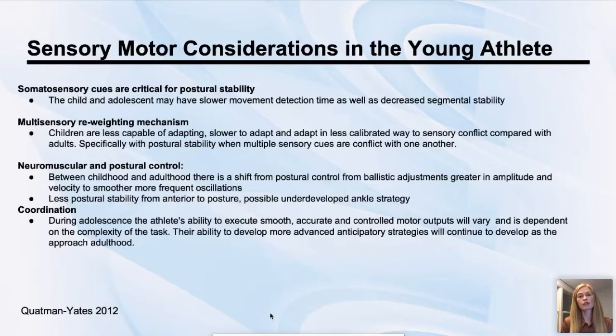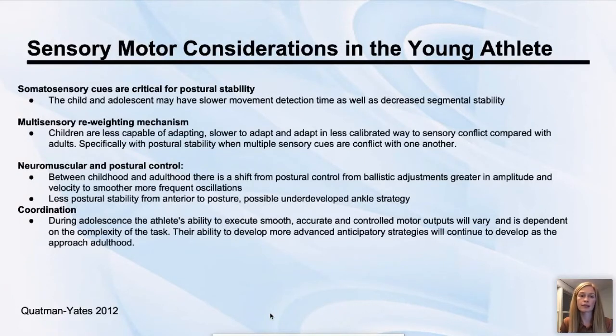So in creating your treatment plan, something you want to consider is sensory and motor considerations. In the young athlete, it's different than an adult. Somatosensory cues are critical for postural stability. The child and adolescent may have slower movement detection time, as well as decreased segmental stability, which is why we want to make sure we're always adding some type of core strengthening into their program.